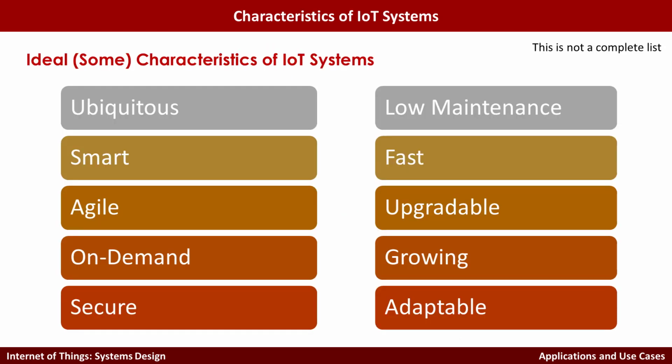Finally, I would like to introduce some ideal characteristics of an IoT system. This is not a complete list, but these are some of the fundamental characteristics that an IoT system should demonstrate. The first one is ubiquitous. It should be everywhere, but not noticeable. It should be embedded in the environment, without explicitly drawing anyone's attention to it.